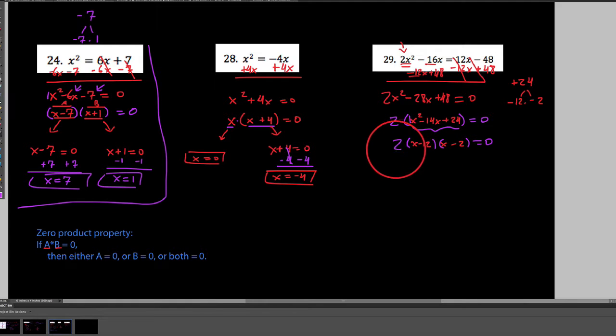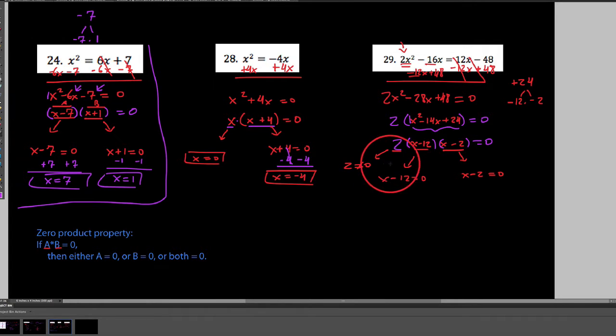Now in this instance, this is a little bit different than the first two examples. This has 3 factors that are multiplying out to be 0. And so either x minus 12 equals 0, or x minus 2 equals 0. One thing I want to point out here is this: it would be absurd to say that 2 equals 0 because 2 never equals 0.